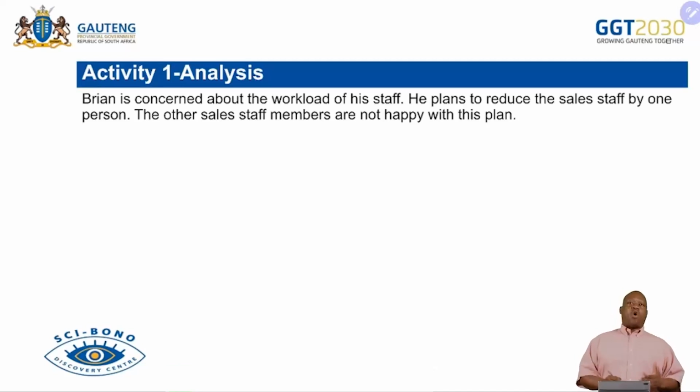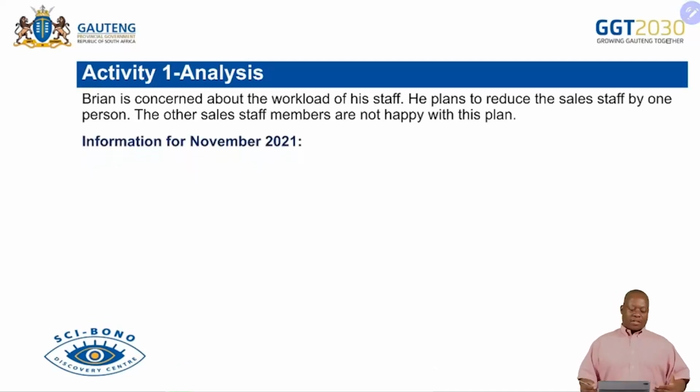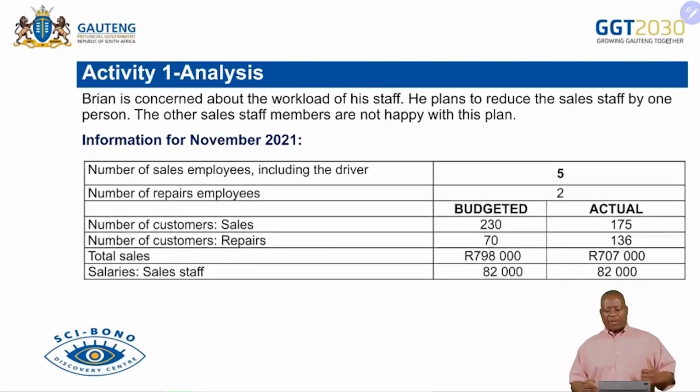Now, let's move on to another part of the same question, but this time there's going to be an analysis of some point. They are saying here, Brian is concerned about the workload of his staff. He plans to reduce the sales staff by 1 person.